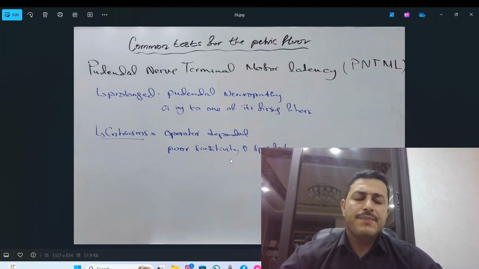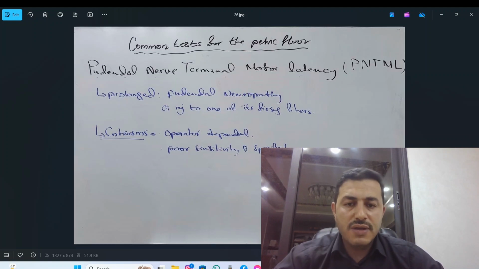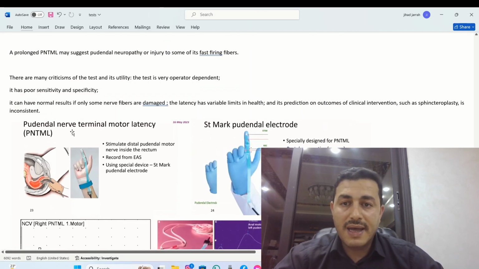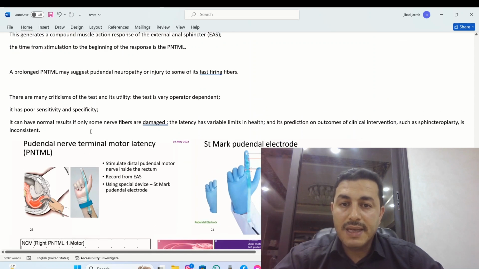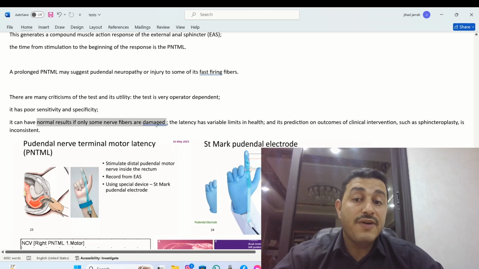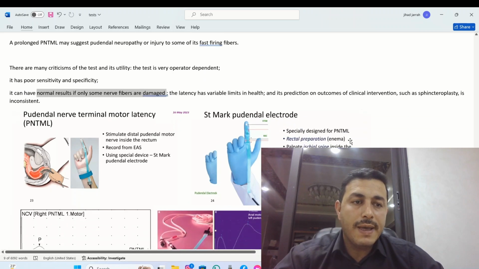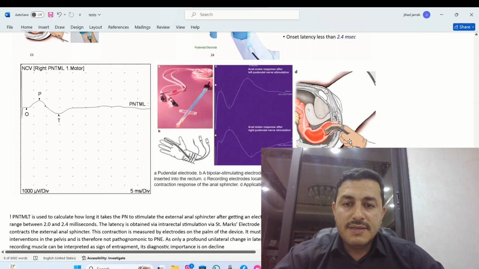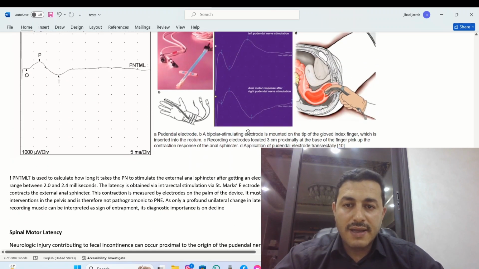Of course, there are many limitations. It is operator dependent, with poor sensitivity and poor specificity. Not only that, it actually gives a normal result if just some fibers are damaged. Okay, this is how it looks.